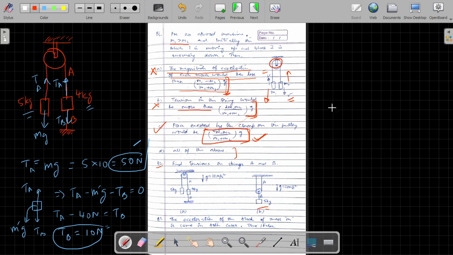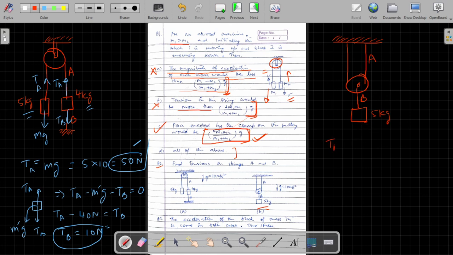Let us do point B. Point B, we have a string in which we have inverted the Atwood machine system, kind of, and there is a pulley, and at the center of the pulley we have balanced a weight by connecting it with a string. This string is named B, this string is named A. This is the 5 kg mass.